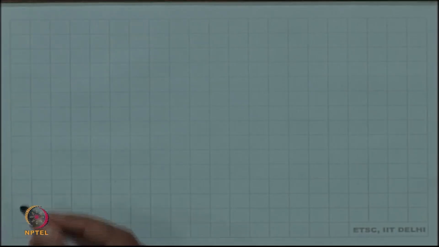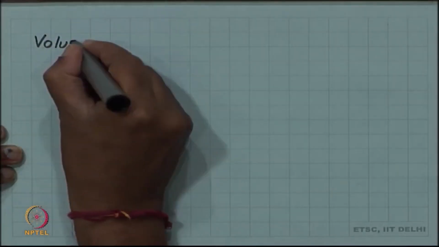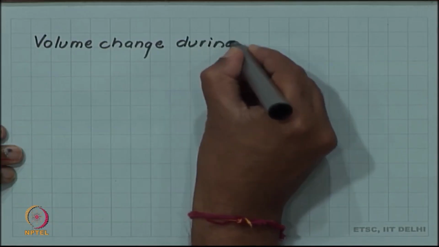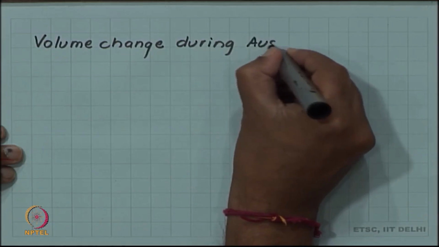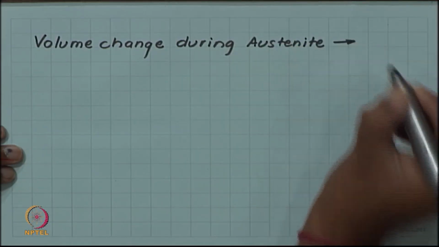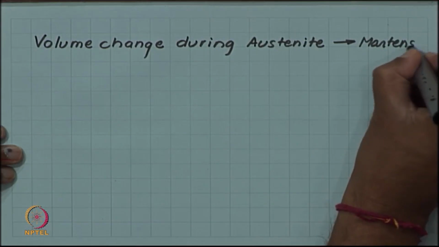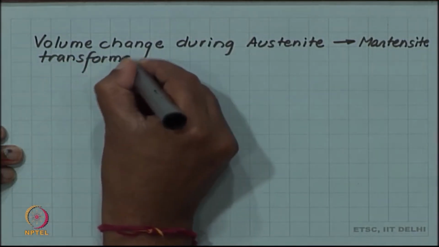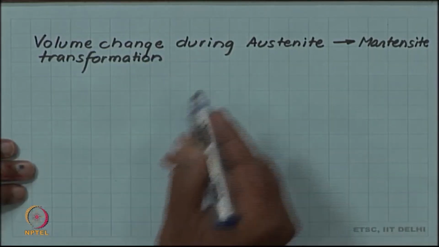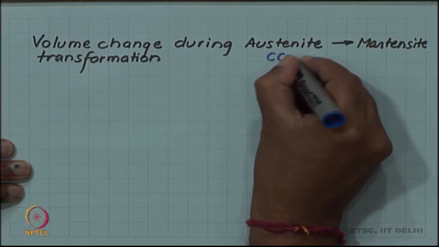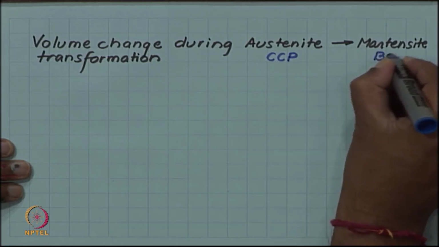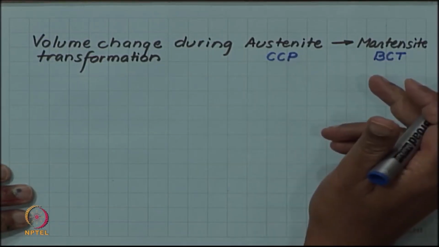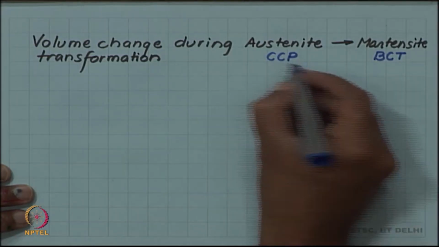So, let us consider the volume change during austenite to martensite transformation. We have looked at the crystal structure and we said that the austenite was cubic close packed, whereas martensite was body centered tetragonal, which obviously means that a cubic close packed structure is the densest packing possible for a given set of atoms. So, this will have the highest density.